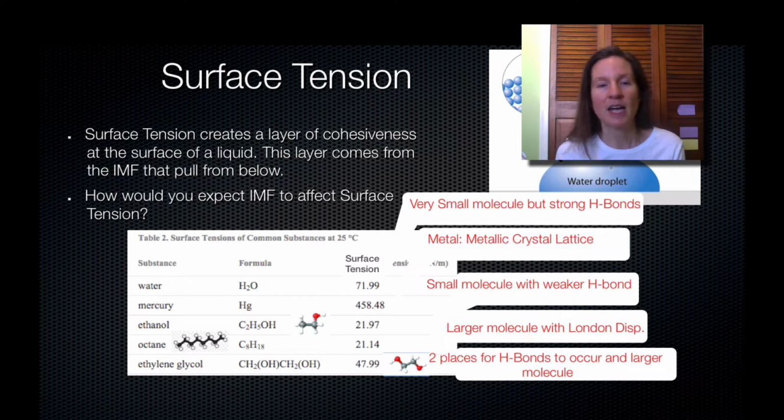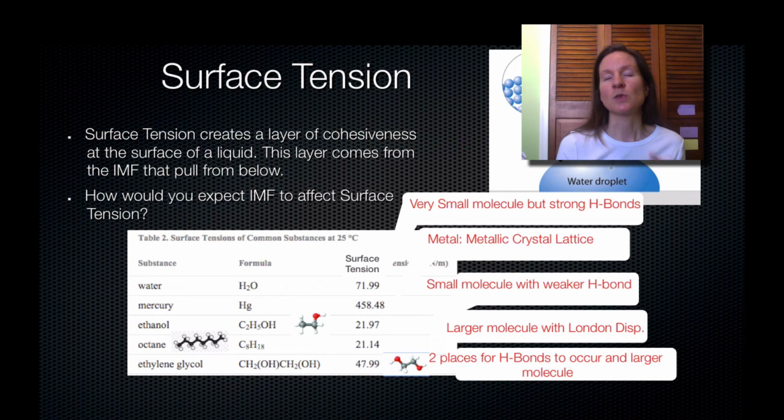For ethanol and octane, you can see how the size of the molecule starts to affect things, since they don't have a dipole-dipole bond. Ethanol has one location where it can hydrogen bond, but a lot of the molecule is structured so that it's just going to have a London dispersion force because of that nonpolar carbon chain. And octane is a super long carbon chain. So octane has a larger London dispersion force happening than ethanol does, and the two end up having almost the same surface tension.